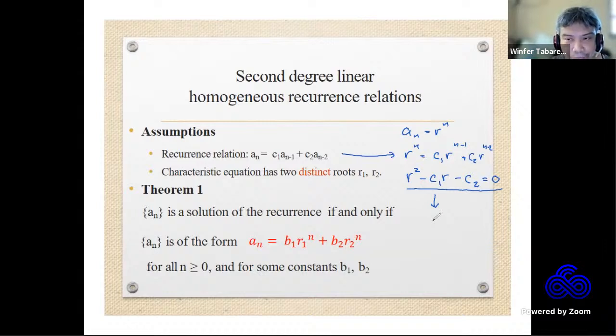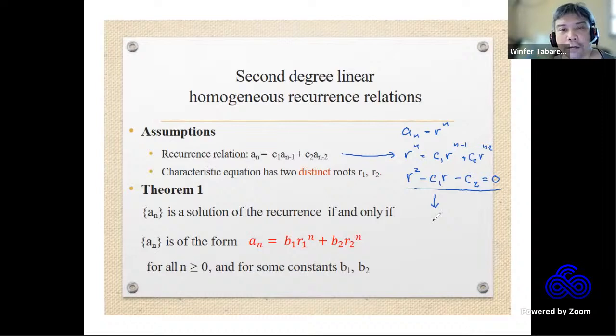We will look at the different possibilities now. The first one is that if the characteristic equation has no real roots, then the linear recurrence relation has no solution. What we mean by no solution is that there is no closed form for that recurrence relation.